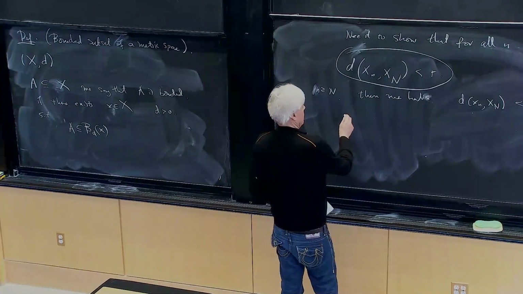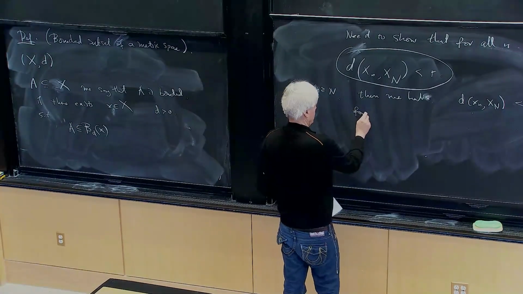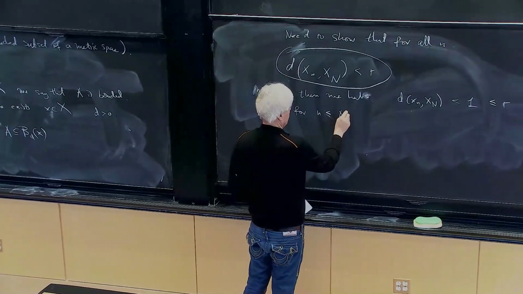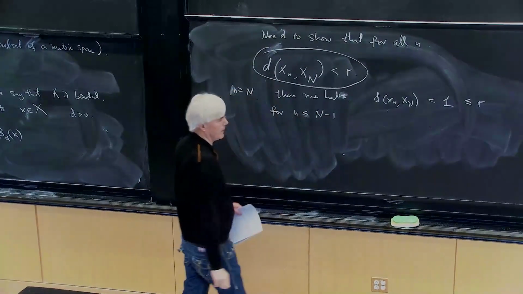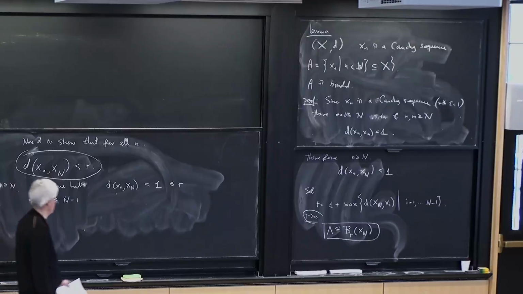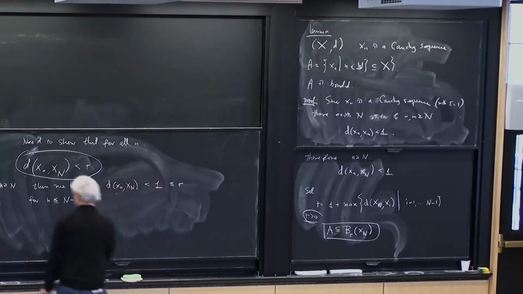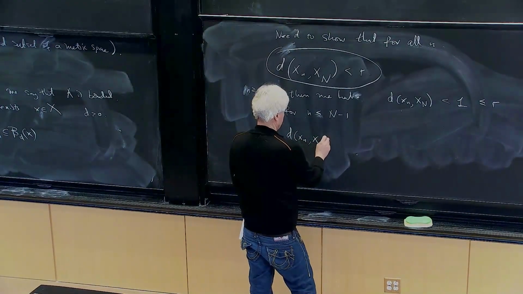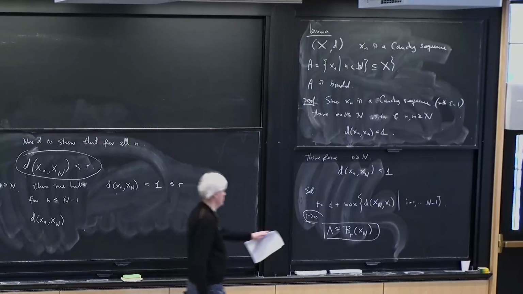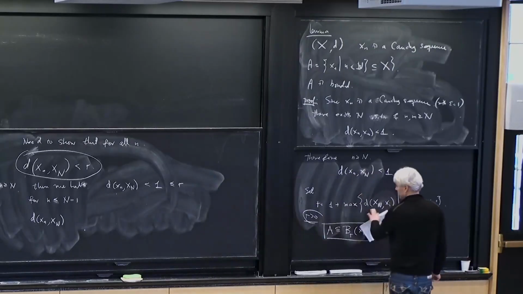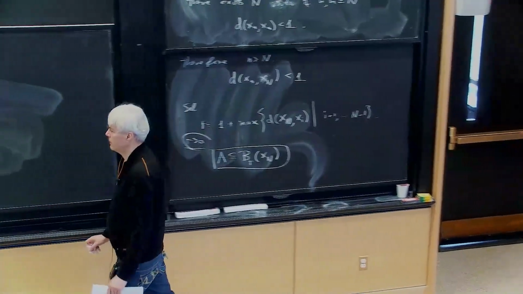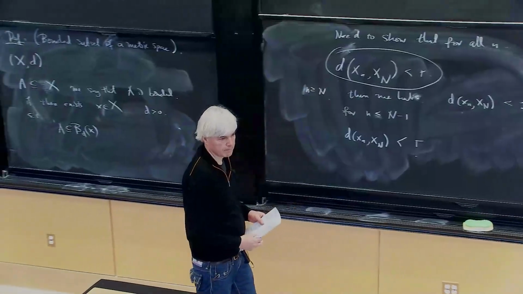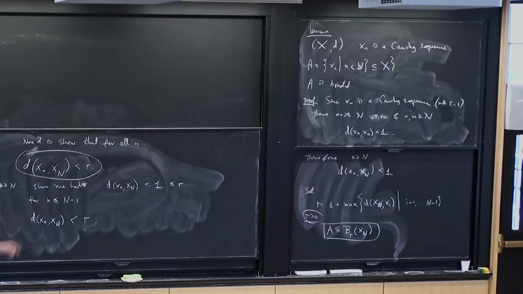But for all the other ones, for n less than capital N minus 1, these are the remaining ones. Well, there, the distance from x_n to x_N, well, this is one of these guys, right? So this one here is clearly less than capital R. And it's really strictly less than, because there's this one also, right?